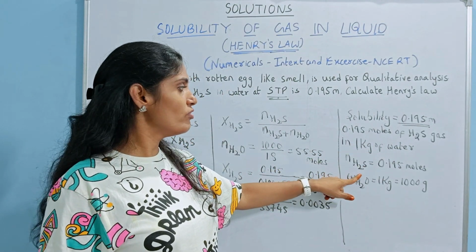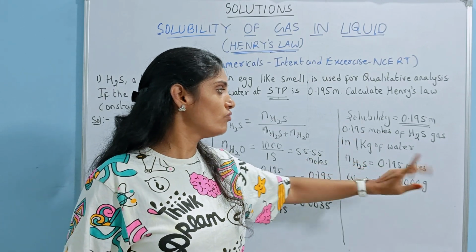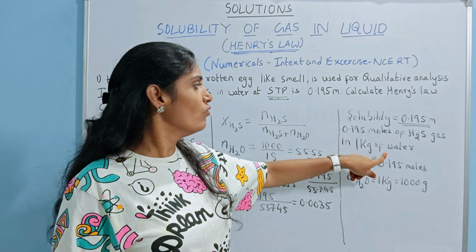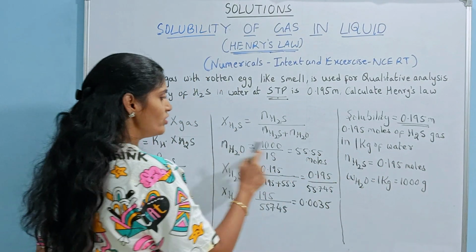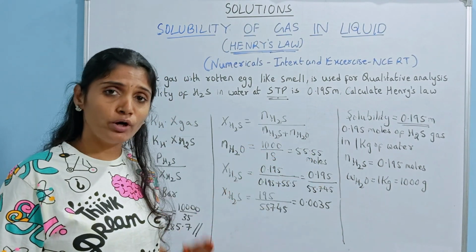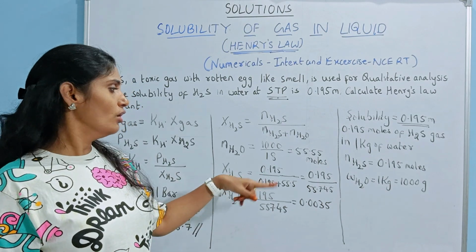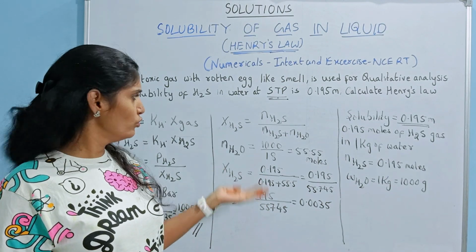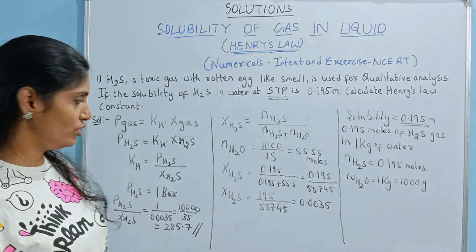Okay, then number of moles of H2S, how much it is? From here I got 0.195 moles. Weight of water is what? 1 kg, which is equal to 1000 grams. Now from this information I have found out number of moles of water, 1000 by 18, which is 55.55 moles. From there I have calculated mole fraction of H2S. By using this formula I have calculated, and I got mole fraction as 0.0035.